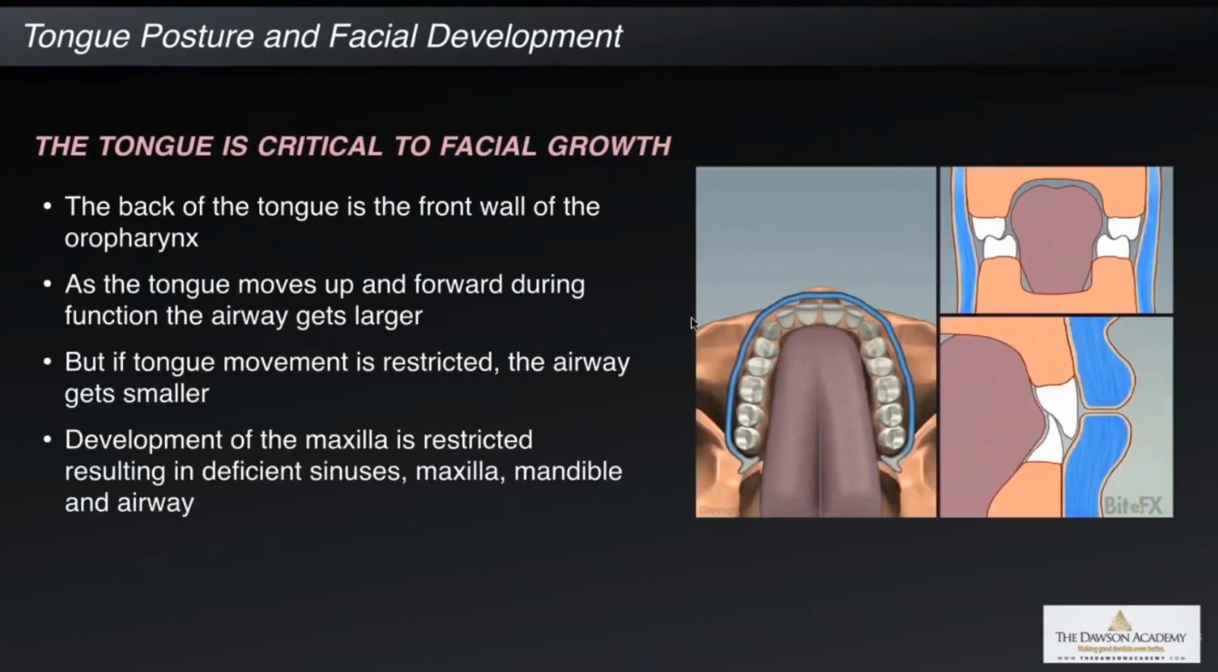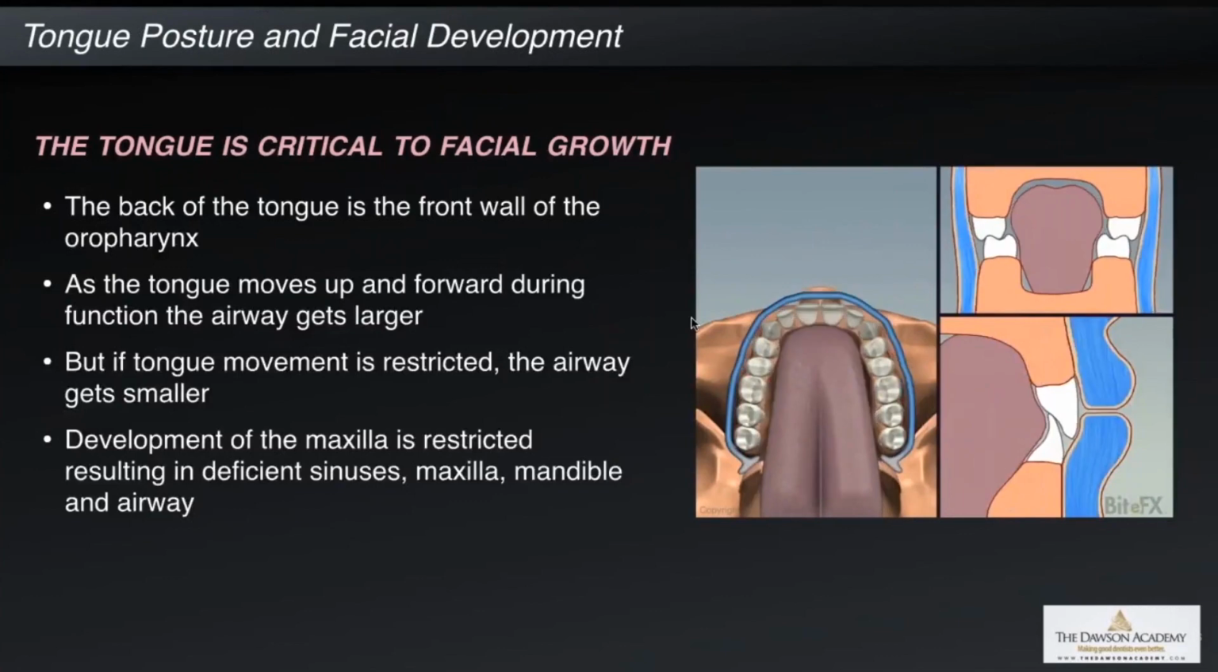And during growth, the tongue moves up and forward during function and the airway gets larger. So think of the maxilla. We want a big, broad, wide maxilla. But if tongue movement is restricted, the maxilla doesn't form all the way and the airway ultimately gets smaller. The development of the maxilla is restricted, resulting in deficiencies in the sinuses, because now the sinuses aren't as large as they should be. The maxilla, the mandible follows the maxilla and then the airway.